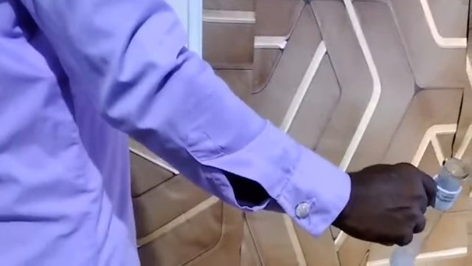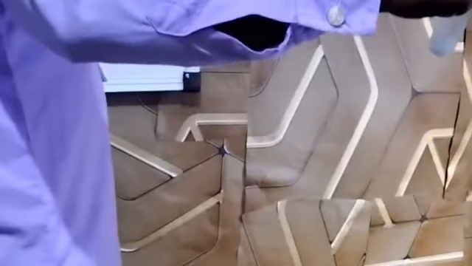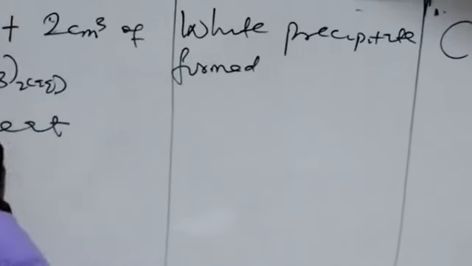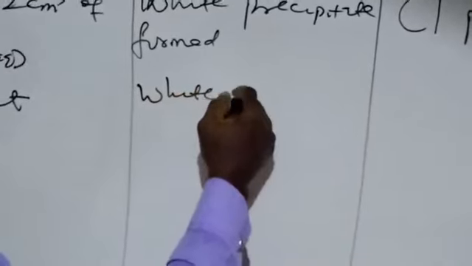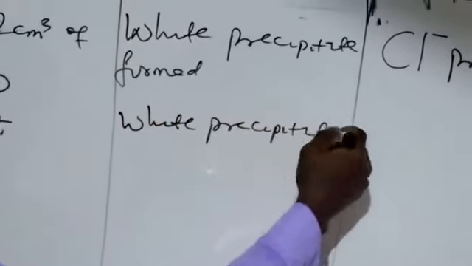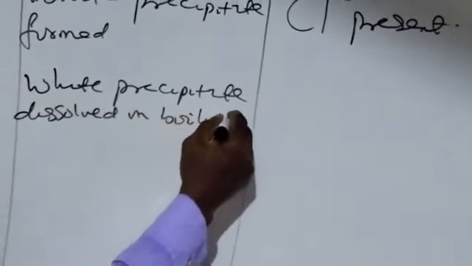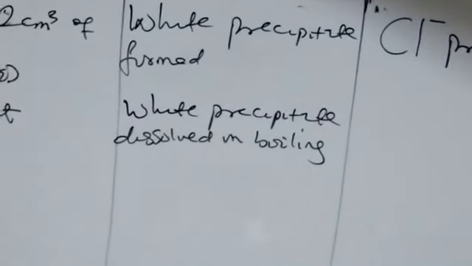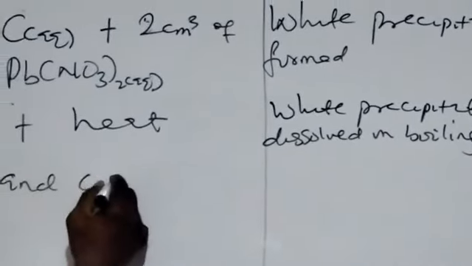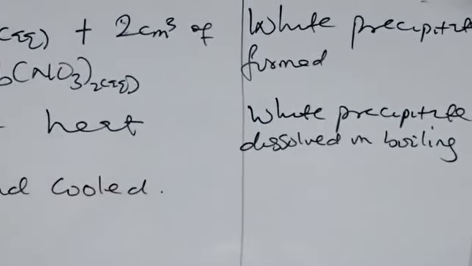So you see what is happening. At boiling point, the white solid had disappeared. The white PPT dissolved on boiling. I'll turn off the gas and allow it to cool and see what happens on cooling. Here I'll report plus heat and write white precipitate dissolved on boiling. Then they will tell you to allow it to cool.